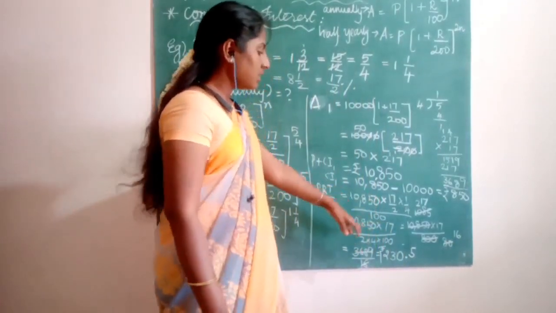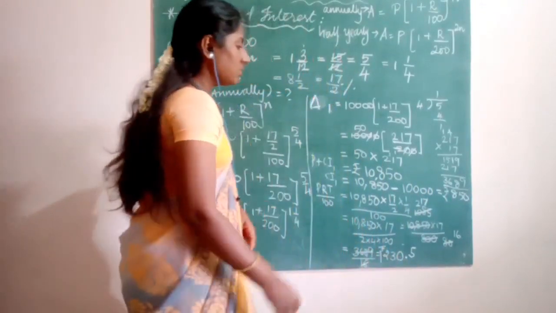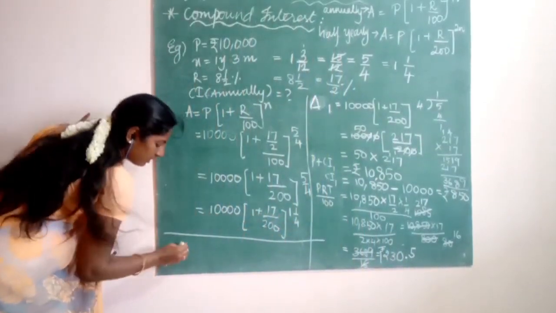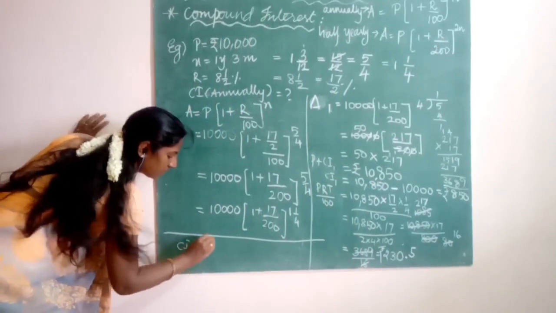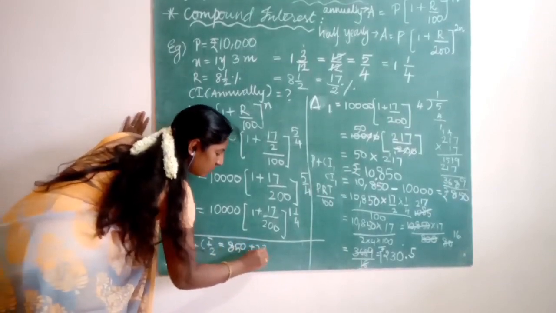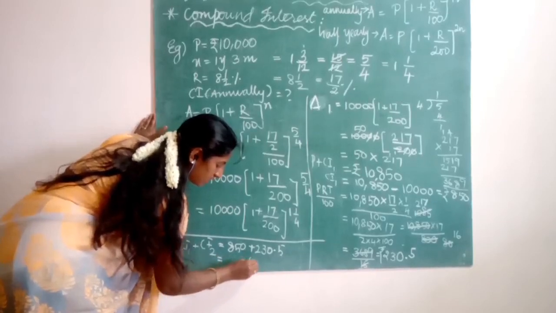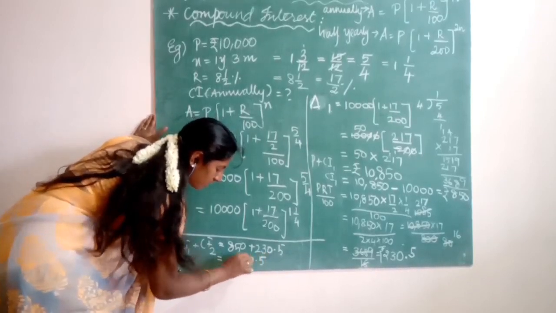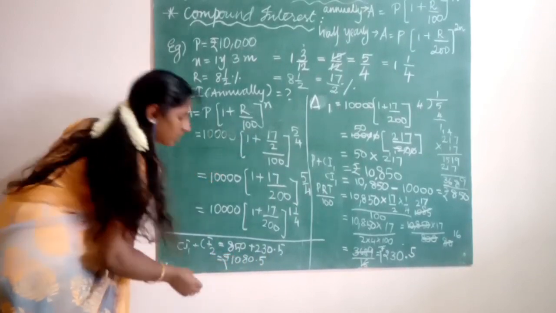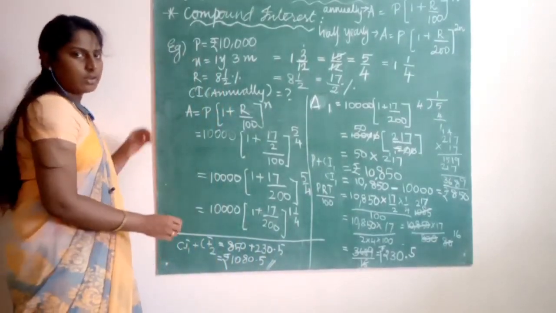So first the interest was 850 and next it was 230.5. So for the total interest you have to add both. Since I don't have space there, I will write it here. 850 plus 230.5, that is rupees 1080.5, which will be the compound interest annually.